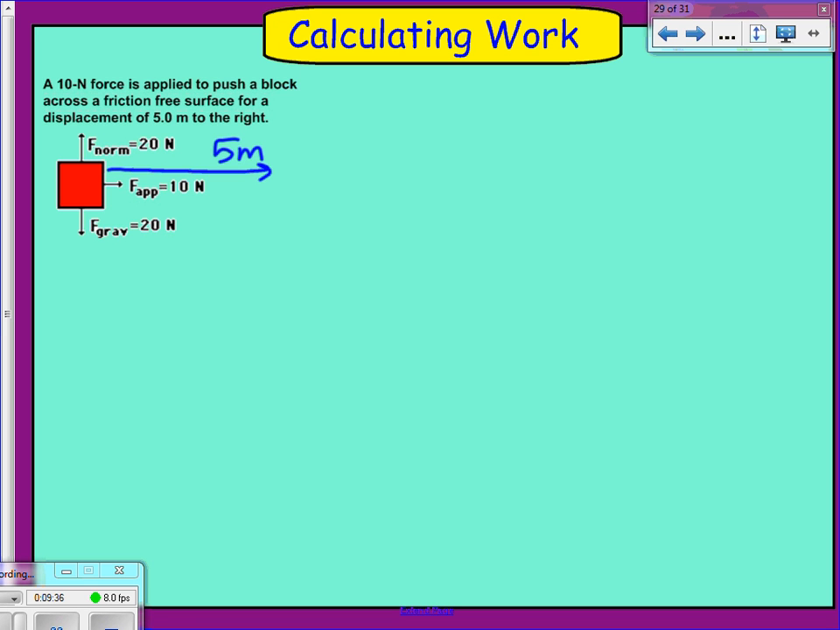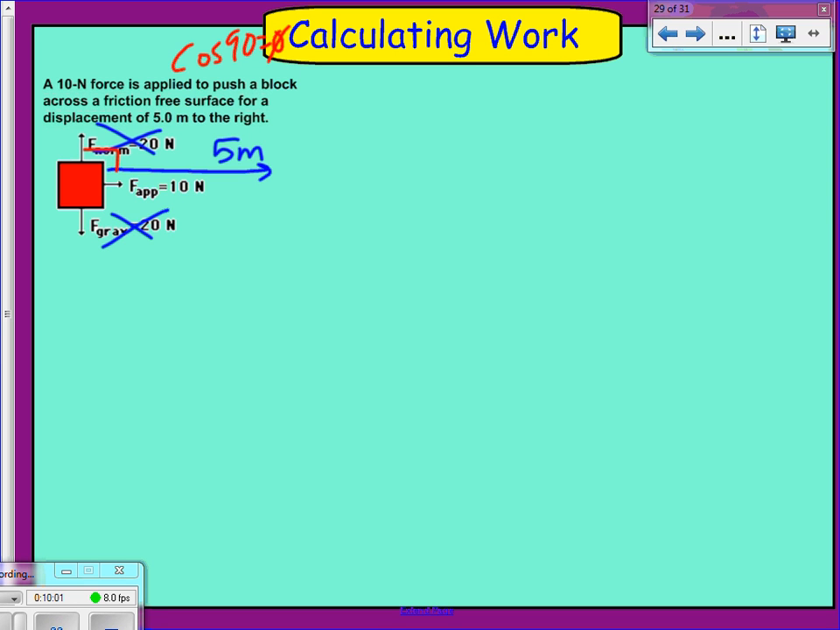Now, the normal force and the gravity force, which are both 20 newtons, do not do any work on the block. And the reason they don't do any work on the block is because what's the angle between the normal force and the displacement? It's 90 degrees, isn't it? And what is cosine of 90 degrees? Cosine of 90 degrees is equal to 0.